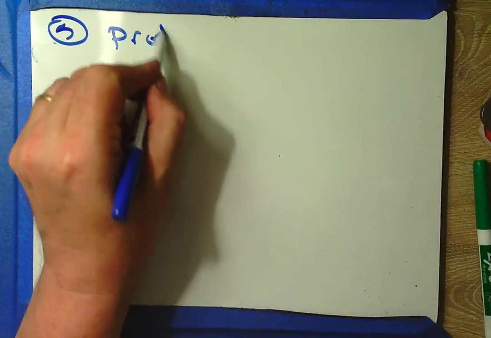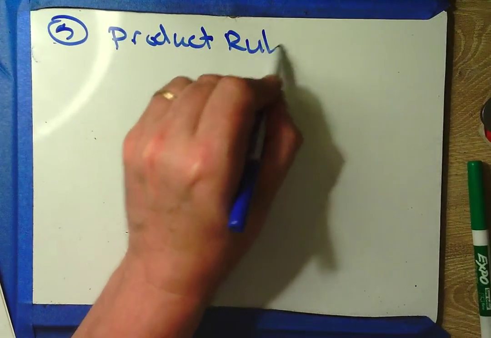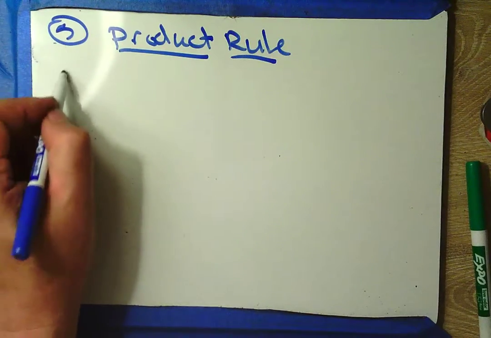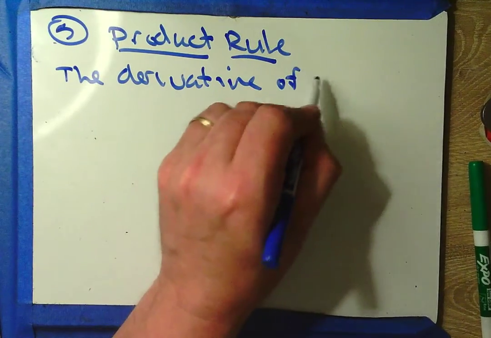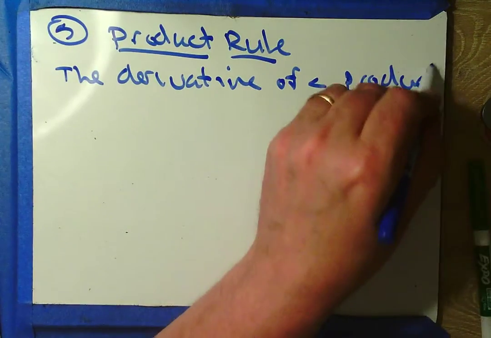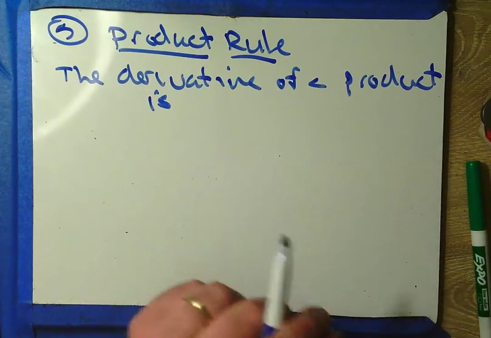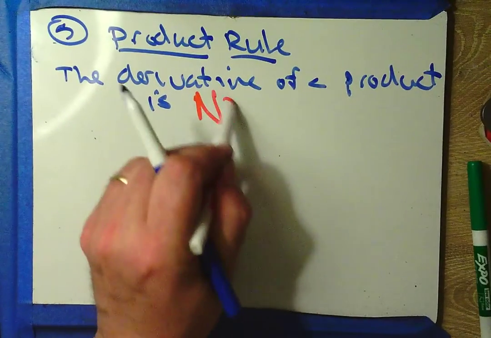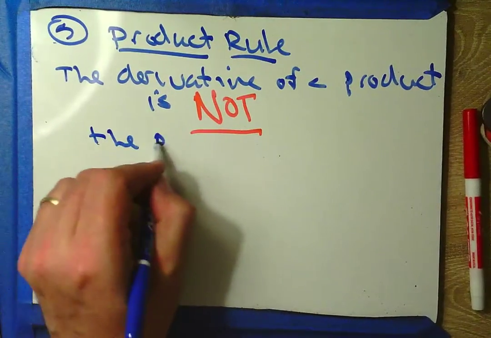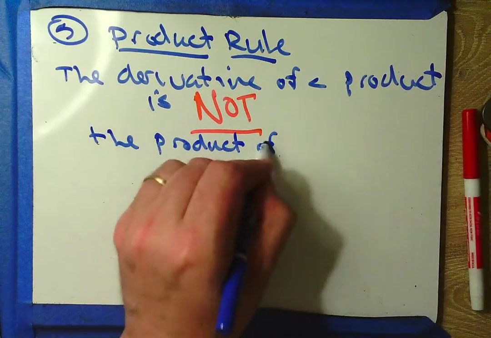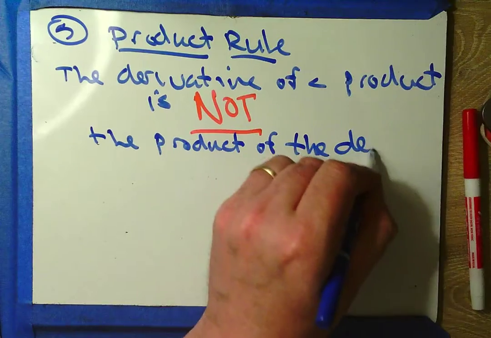Okay, 5. 5 is the product rule. And what's really important to know about the product rule is the derivative of a product is not the product of the derivatives.